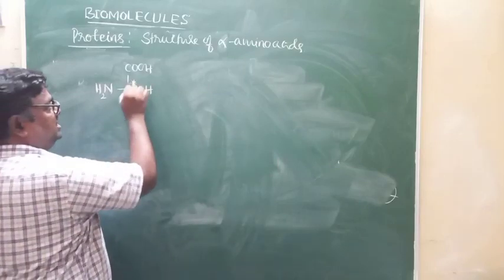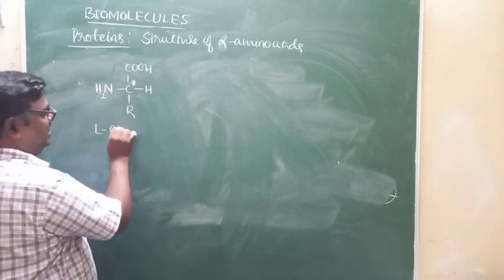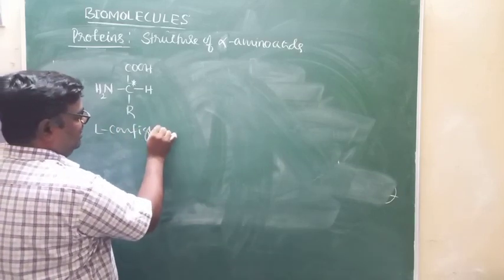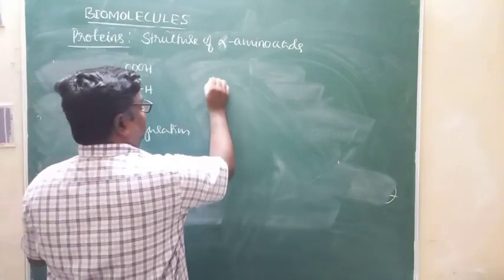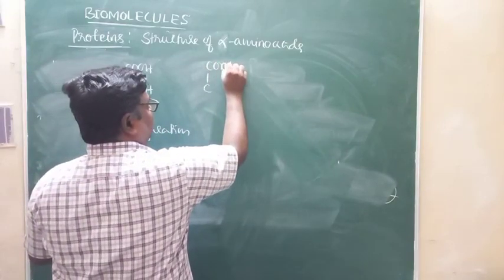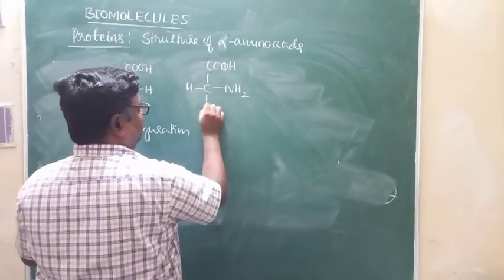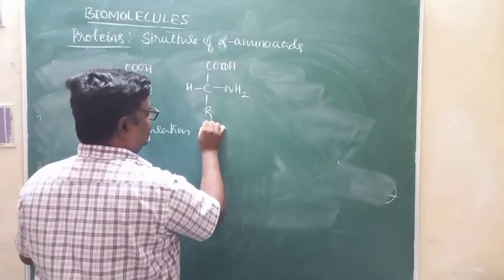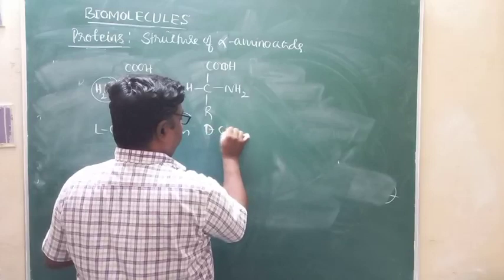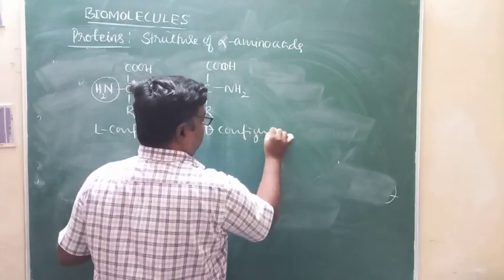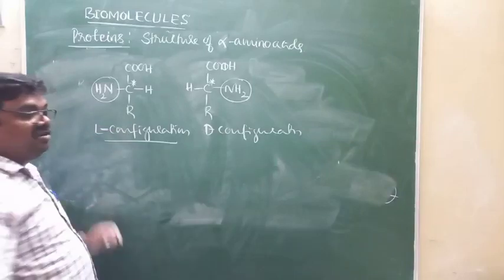And as far as the configuration of alpha amino acids is concerned, this is what we call the L configuration, where the NH2 group is on the left side. If the NH2 group at the asymmetric carbon atom is on the right side, it will be the D configuration. This will be called the D configuration. If the NH2 group is on the left side, we call it the L configuration.